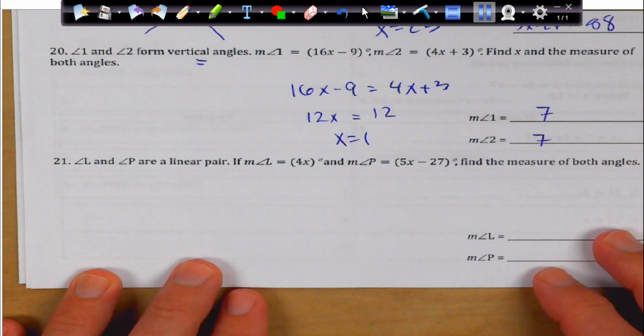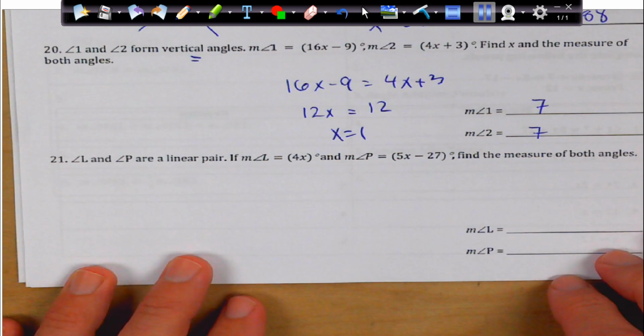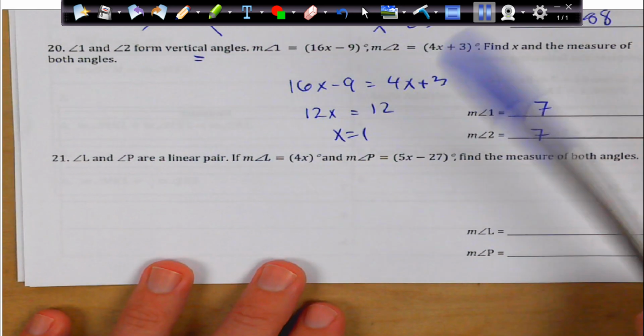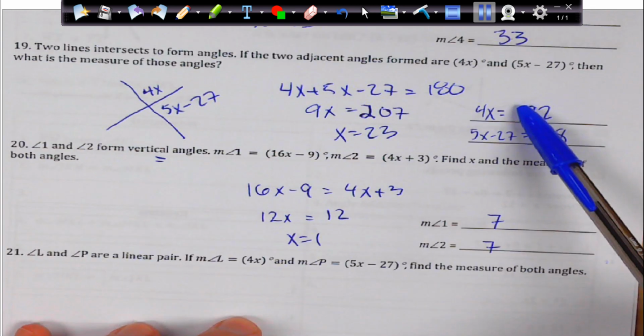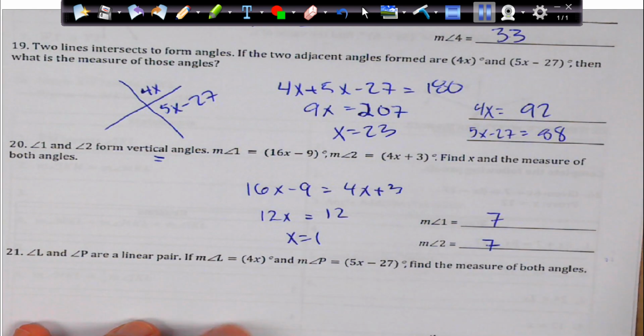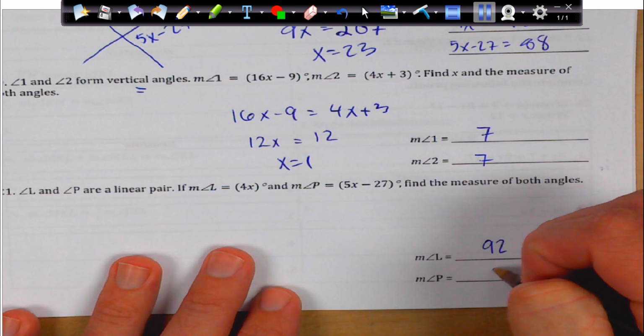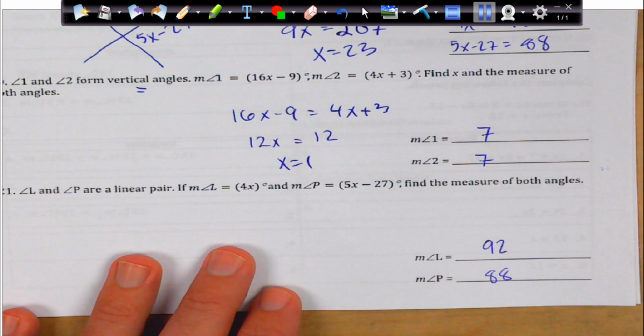L and P are a linear pair. I see what you did there. So you add them up, set them equal to 180. It's the exact same problem as this one up here. If you're wise, you will notice it's the same values. You just had to know these were a linear pair as well. So you end up with actually 92 and 88. That one's called the time saver. Okay.